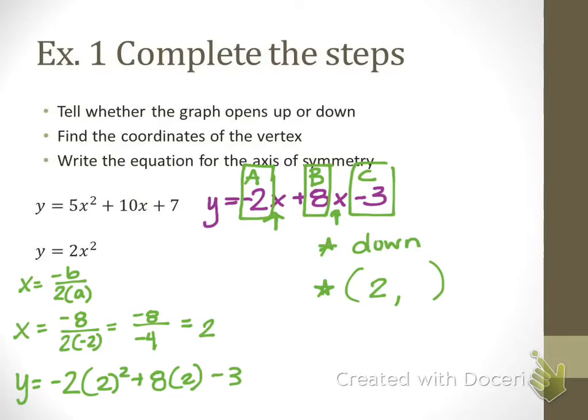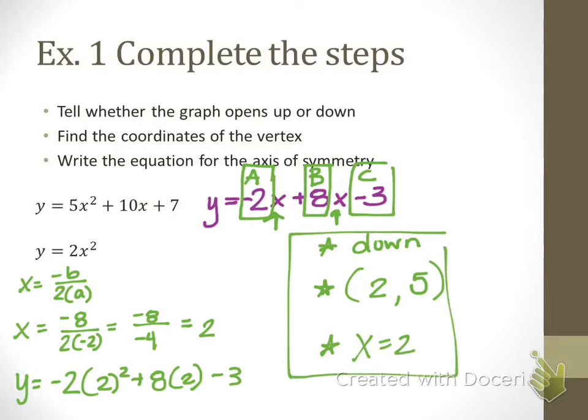So we would get -2 parentheses 2 squared plus 8 times parentheses 2, minus 3 is equal to what? 5. Okay? Now, what is the last thing? The axis of symmetry. How would I write that? X equals 2.